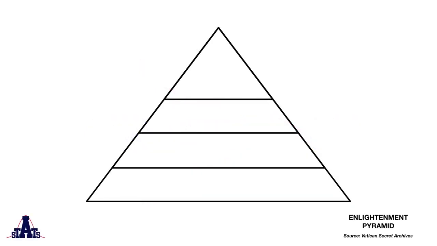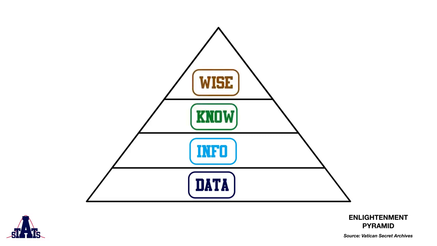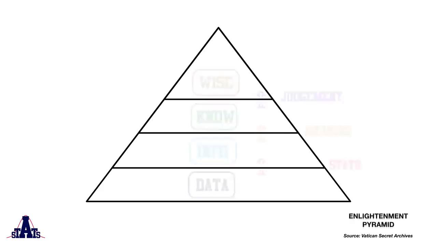Well, if we look at the Enlightenment pyramid, we see that we have data at the bottom, we then have some information, we then have knowledge, and then we have wisdom. In order to get from data to information, we need to process it through statistics. And then, to get from information to knowledge, we need to give it meaning. To get from knowledge to wisdom, we need judgment. But statistics is only dealing with data to information.